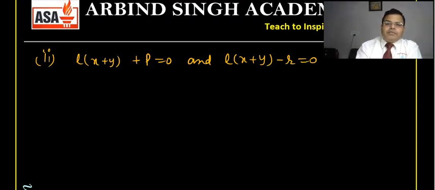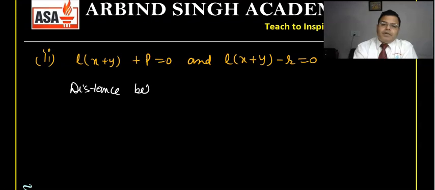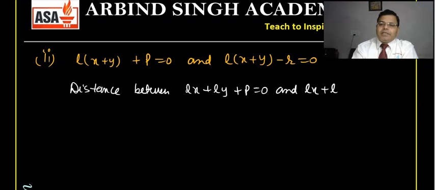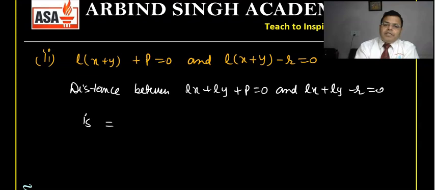So again, using the same formula, we can find the distance between two parallel lines, because the coefficients of x and y are the same. So the lines are parallel, because slope is only determined by the coefficients of x and y, isn't it? So here, the distance between two parallel lines Lx plus Ly plus p is equal to 0 and Lx plus Ly minus r is equal to 0 is given by what?